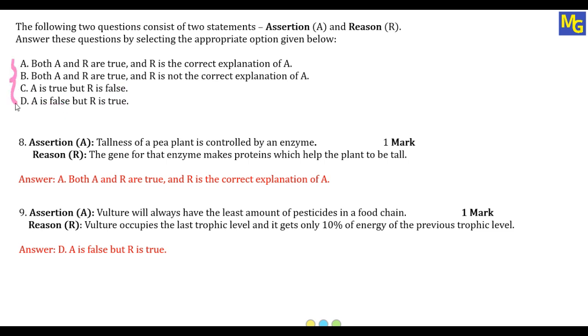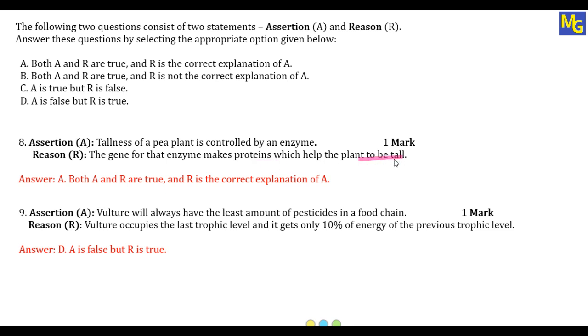So now we will move with question 8. Here you can see assertion and reason both are given. You have to read both, understand, and see which option can be matched. Now we will start. What is assertion? Tallness of a pea plant is controlled by an enzyme. Reason: the gene for that enzyme makes proteins which help the plant to be tall.